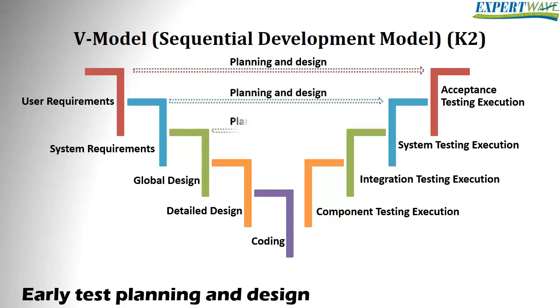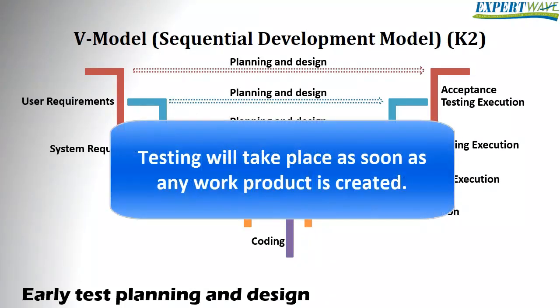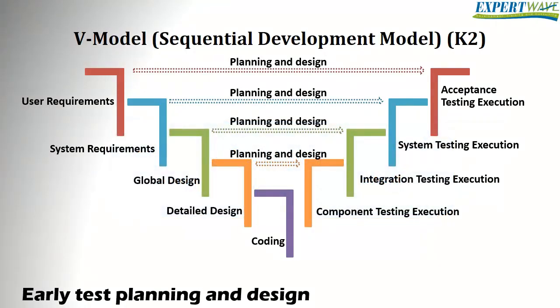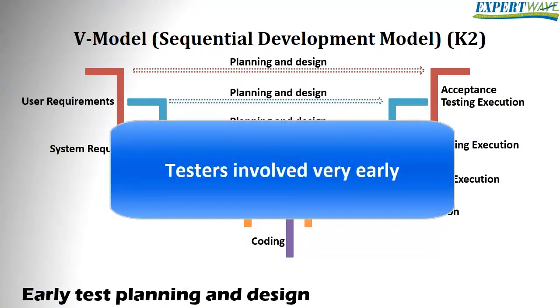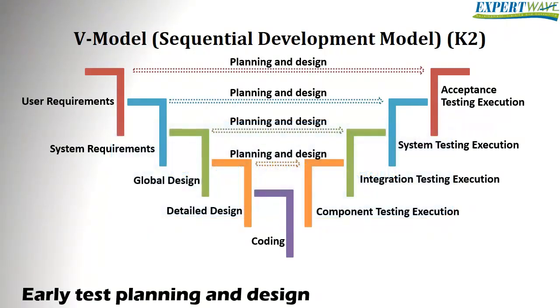Also, we use the system requirement document as a basis to perform the system testing. Same thing, we use the global design document to perform the integration testing, and we use the detailed design document to perform the component testing. So why not plan and design those testing activities as soon as the corresponding documents are created or even as drafts? One of the best practices in the V model is to have testers involved very early in the software lifecycle, during the review of the draft test-basis documents.